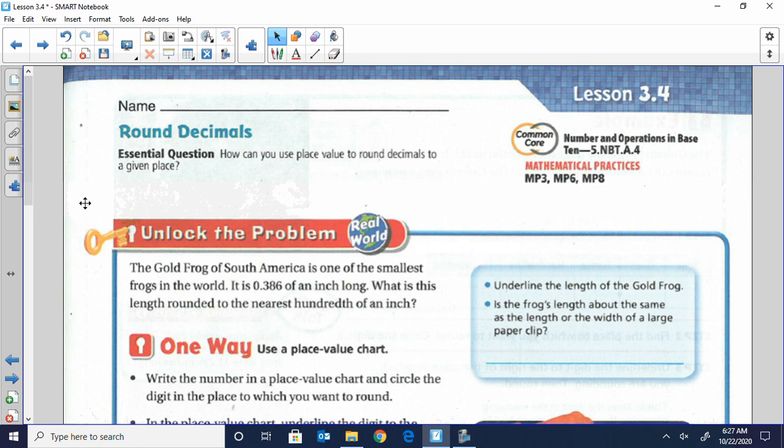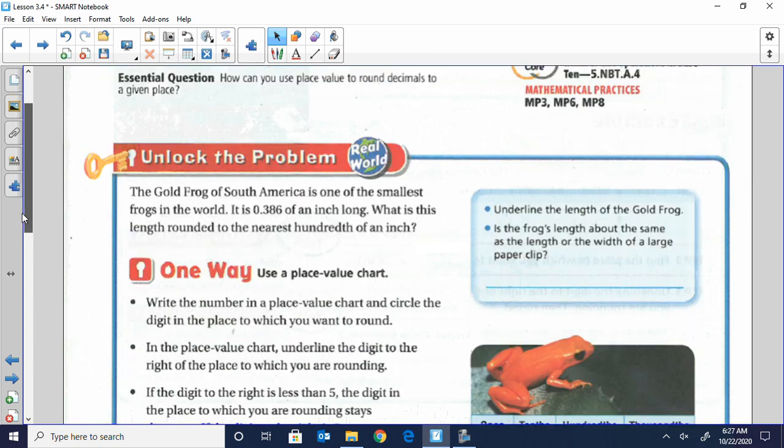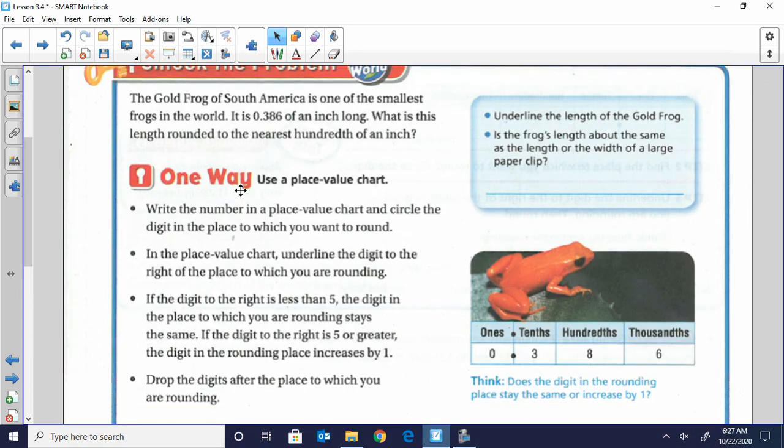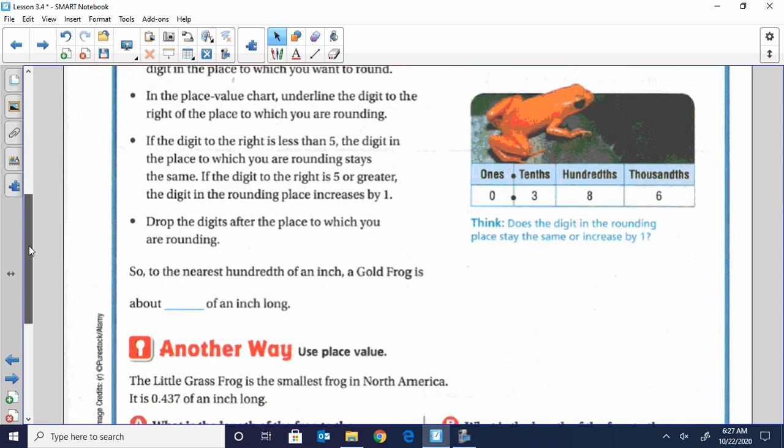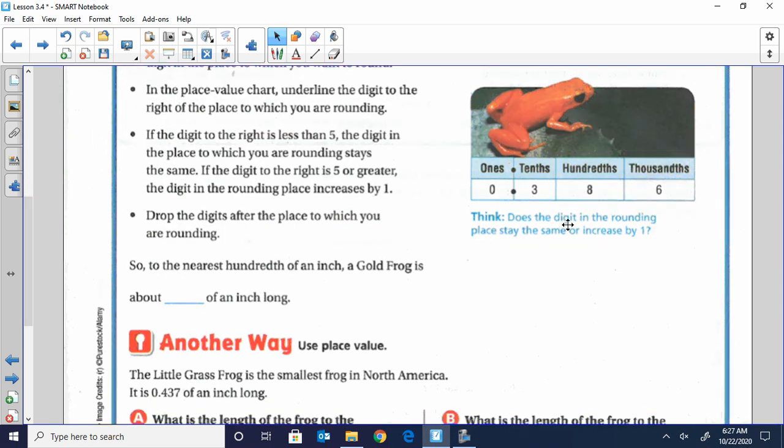In lesson 3.4, the first problem that we have is: the gold frog of South America is one of the smallest frogs in the world. It is 386 thousandths of an inch long. What is the length rounded to the nearest hundredth? So as we go down here, here's our number written in place value form.